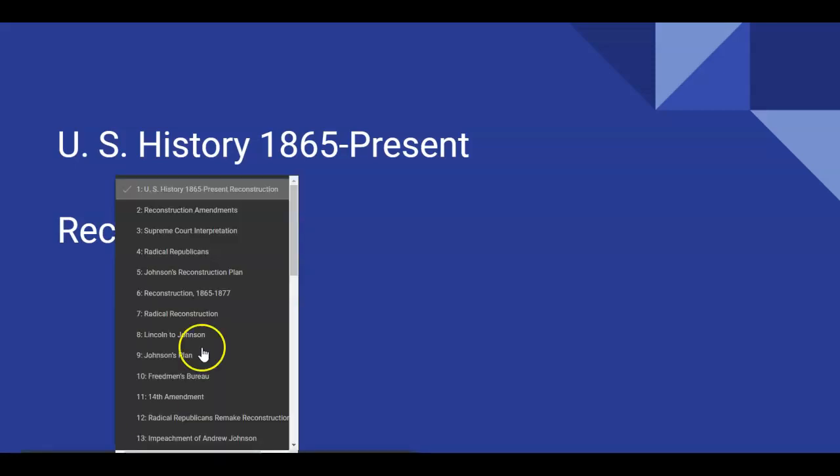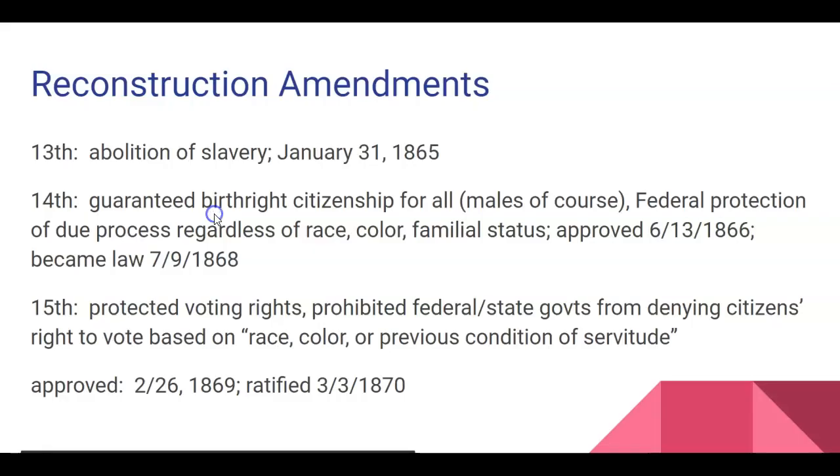So this one is about Reconstruction. The 13th, 14th, and 15th Amendments are known as the Reconstruction Amendments. The 13th Amendment was passed by Congress and then later ratified, and abolished slavery in the entire country as of January 31st, 1865. The states ratified it.